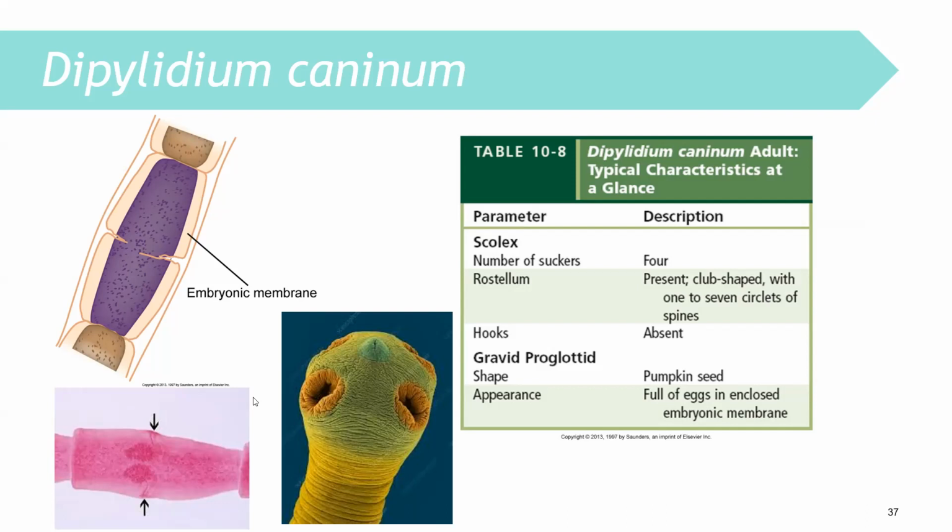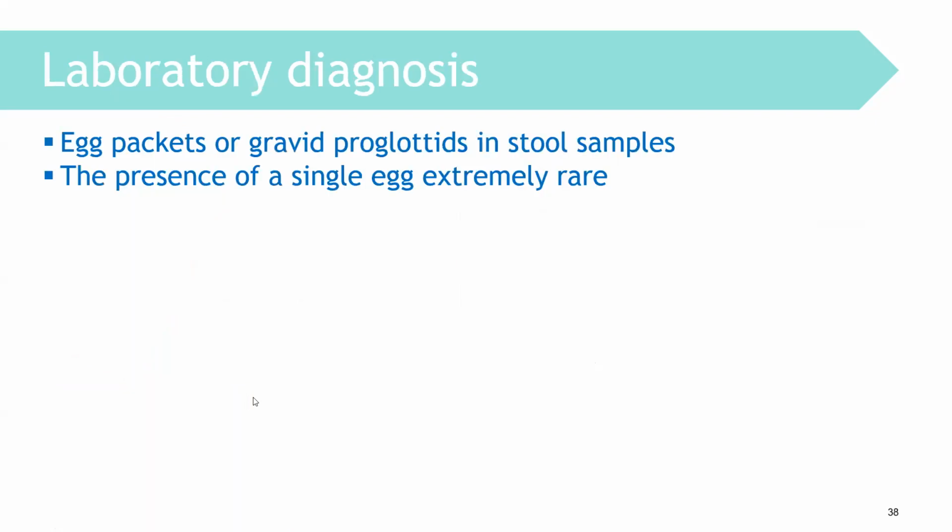For the scolex, there is a club shape. That is another distinguishing sign: a club-shaped scolex in Diphyllidium caninum, with 1 to 7 circlets of spines in the rostrum. Sometimes the rostrum is described as club-shaped. That is your Diphyllidium caninum. And of course, demonstration of the egg in the stool is the laboratory diagnosis.